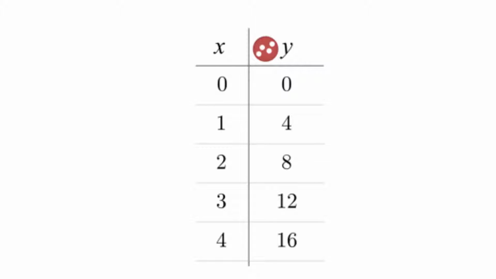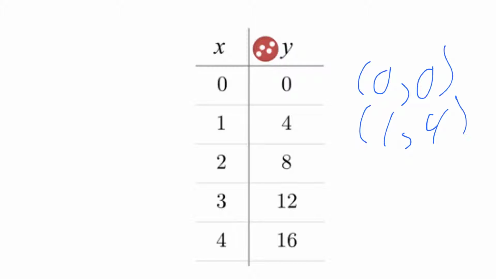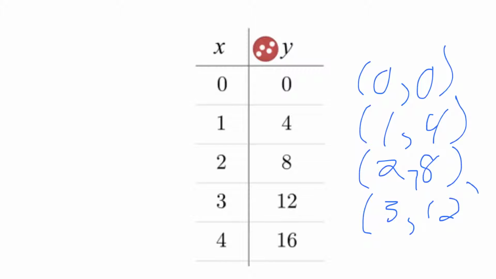So graphing from a table of values. Who's done this before? I'm assuming most, if not all of you have. So what we do is we just take these points here, make them into ordered pairs. So 0, 0, 1, 4, 2, 8, 3, 12, 4, 16. And you're right. We are multiplying it by something. Exactly. We're multiplying each one by 4.